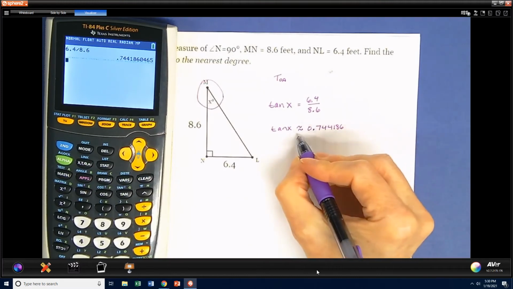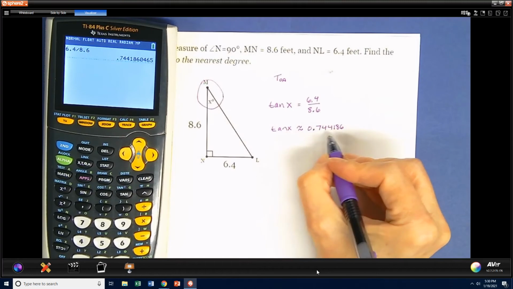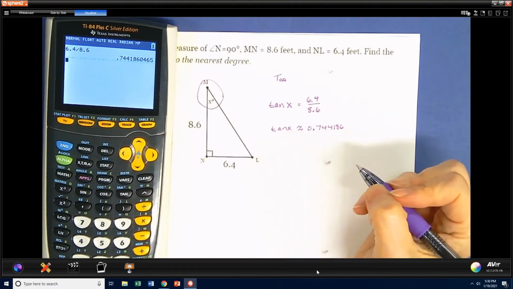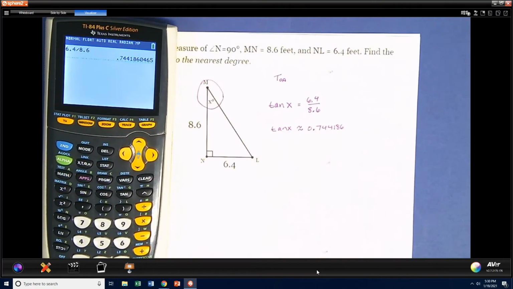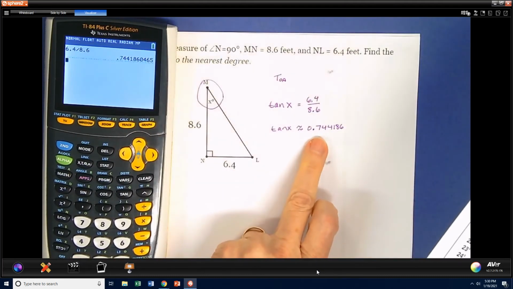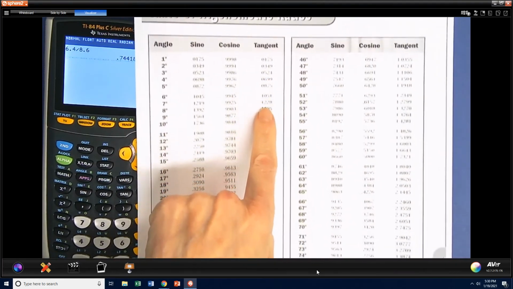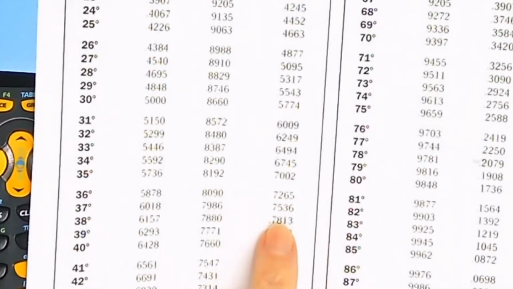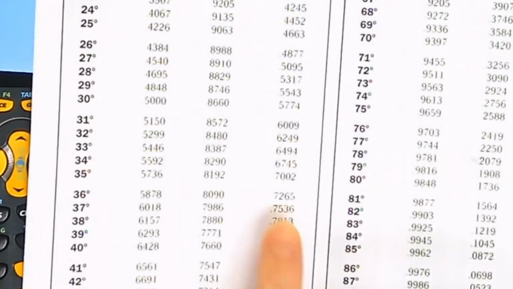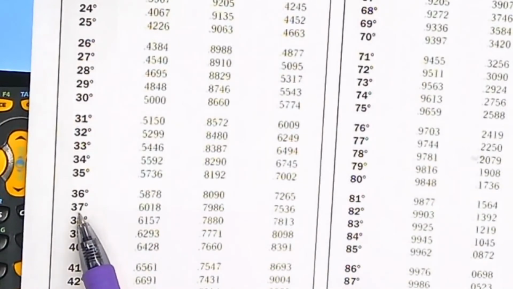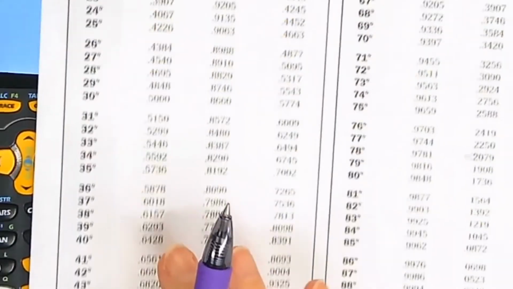Now I want to find the tangent of x that gives me that. I want to find the angle x that will give me that ratio when I do the tangent. Again, I could use my handy trig table. In this case, I'd be looking in the tangent column for something close to 0.74. So I'm going to go down my tangent column. Here's 0.7, here's 0.75, here's 0.72. 0.74 is closer to 0.75. It's 37 degrees. So I think that's going to be my answer.